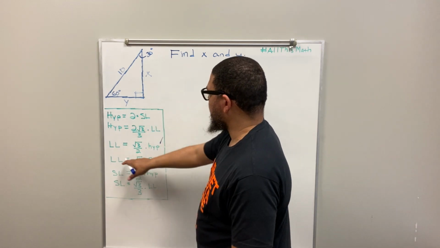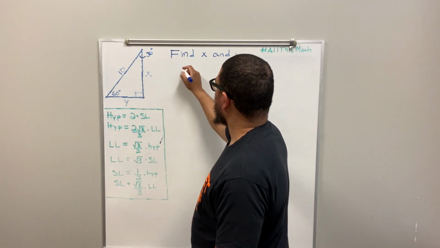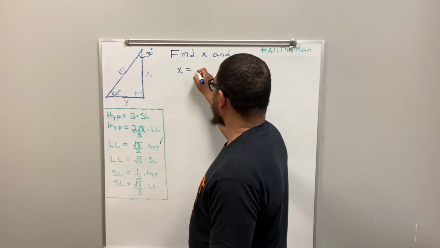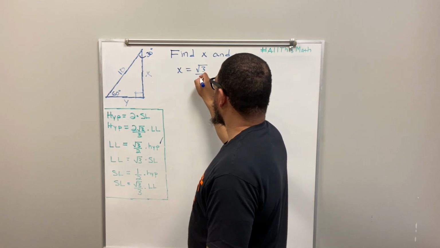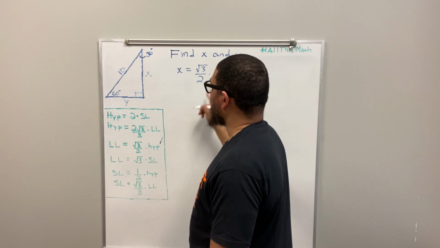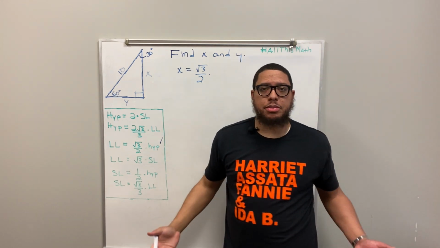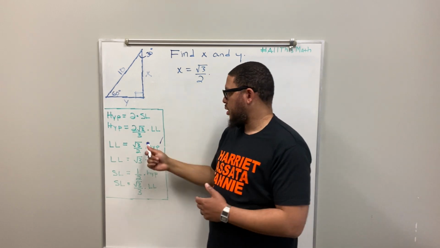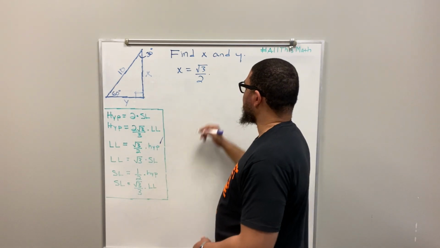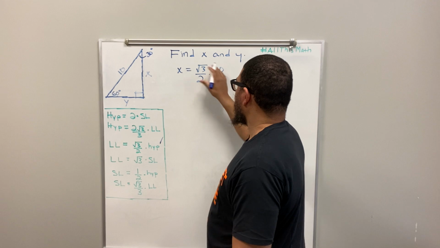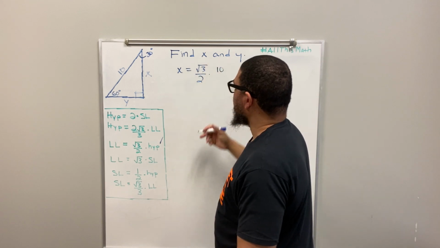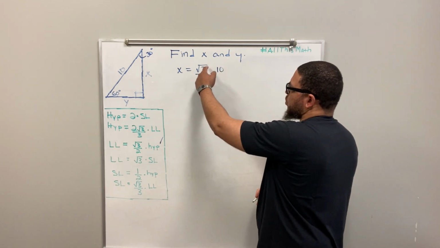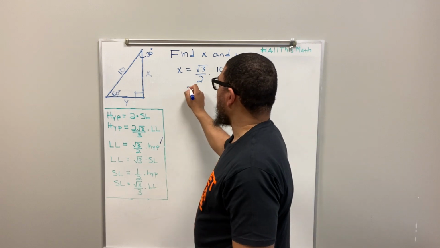I'm going to replace LL with the variable X. So I'm going to say X equals root 3 over 2 times the hypotenuse. Now the hypotenuse, I know the measurement of the hypotenuse. The hypotenuse is 10, right? So I'm going to replace this abbreviation for hypotenuse with a 10. All right. And now I just got to multiply this number by that number. Now, this might look a little weird because it has a radical sign in the numerator, but we can still rock out with this, right?